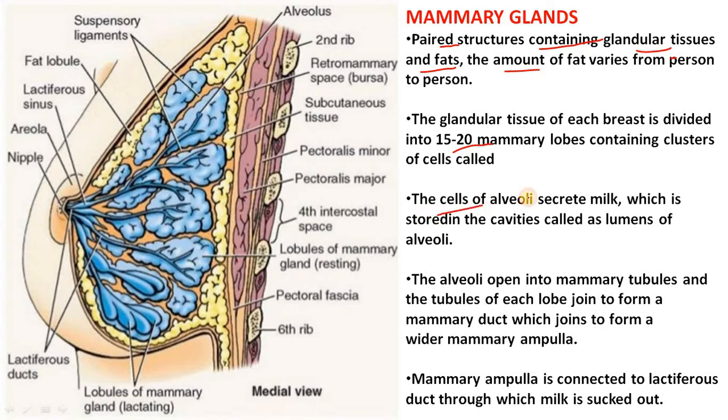And the cells of the alveoli secrete milk, which is stored in the cavity called the lumen of the alveoli. The alveoli open into mammary tubules, and the tubules of each join to form a mammary duct, which joins to form a wider mammary ampulla. And the mammary ampulla is connected to the lactiferous ducts from which the milk is sucked out.